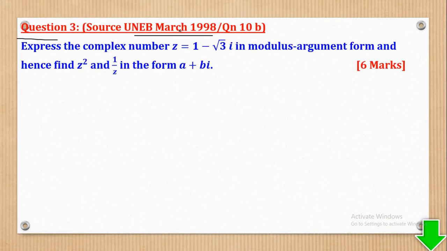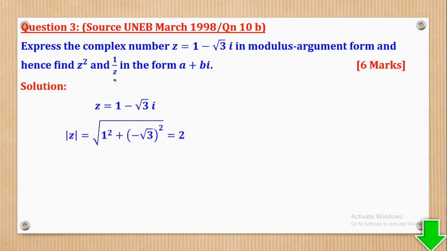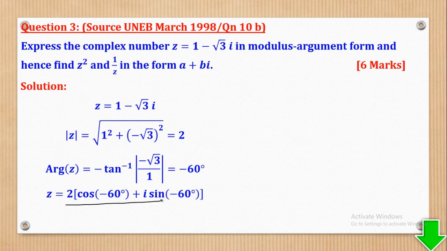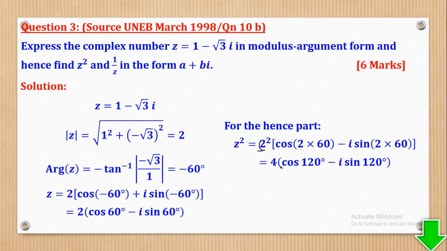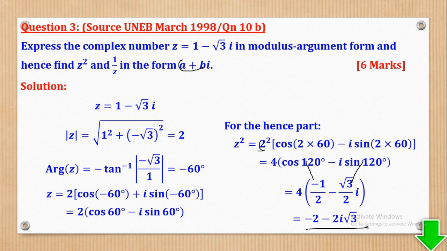Then question 3 came from UNEB of March 1998, paper 1, question 10b, and says, express the complex number this in modulus argument form and hence find this in the form a plus bi. So z is that, therefore its modulus is that, and its argument is that, because this is in the fourth quadrant. Therefore in modulus argument form it is that. I can simplify to come up with that. Now for the hence part, z squared is equal to this, so modulus is squared, but the argument is multiplied by 2. You will come up with this. But I wanted you to express in terms of a plus bi, so this one is that and this one is that. Open brackets further, you come up with this as the value of z squared.